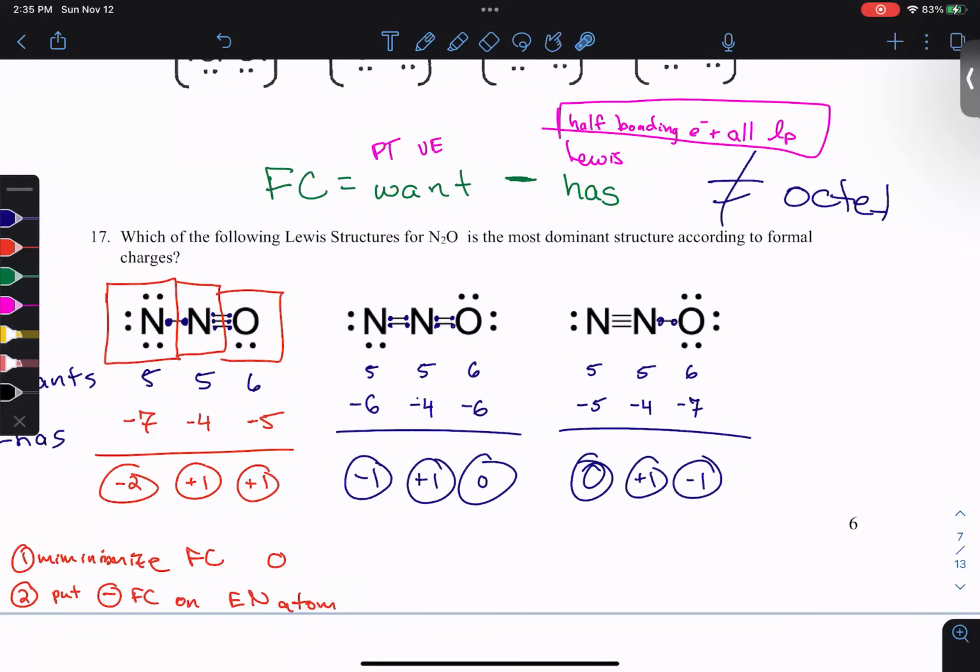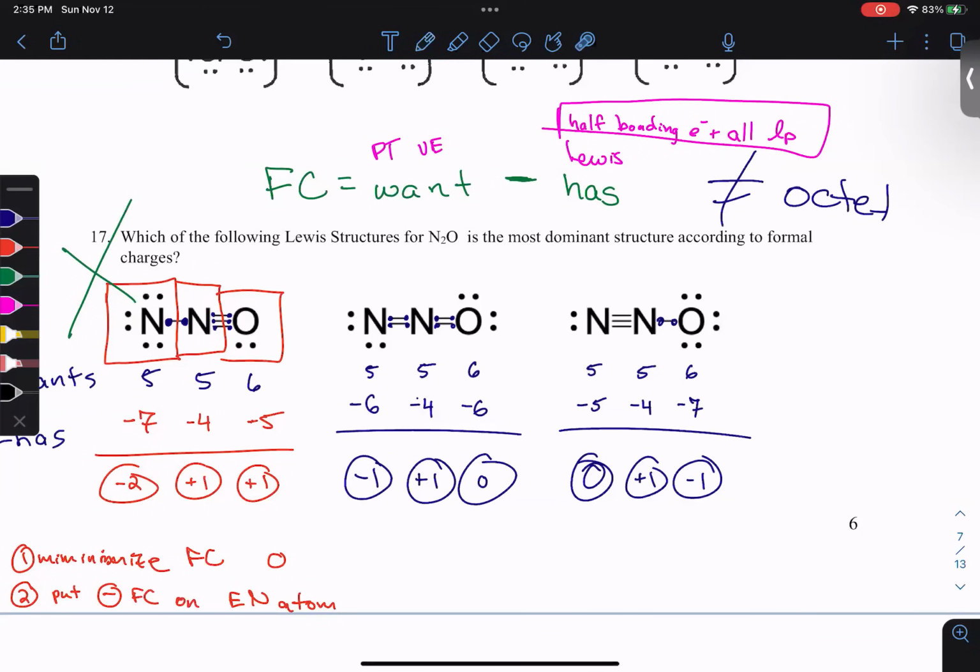The first one. Why is this first one not correct? Yeah, there's a bunch of formal charges, all right? What's preferred is 0. So in this molecule, there are no zeros, so this one is eliminated, right? The molecule is never going to adopt that Lewis structure.